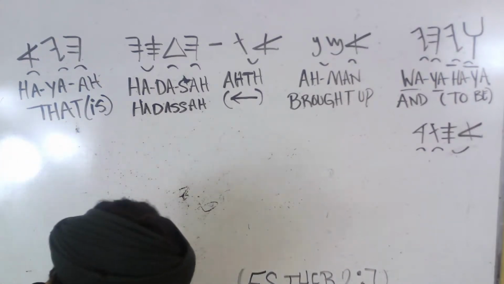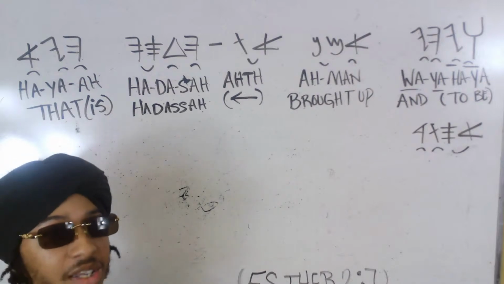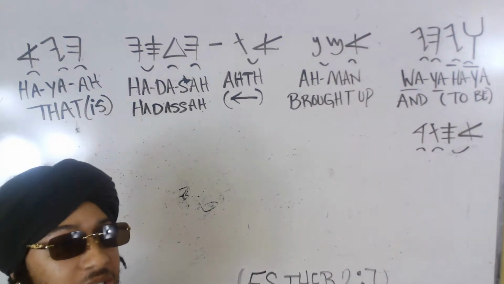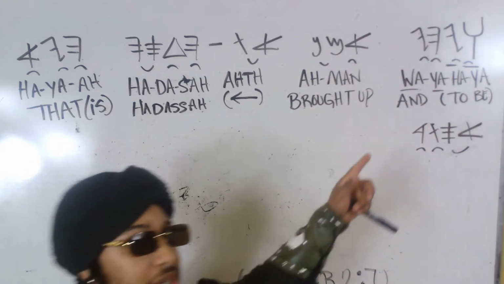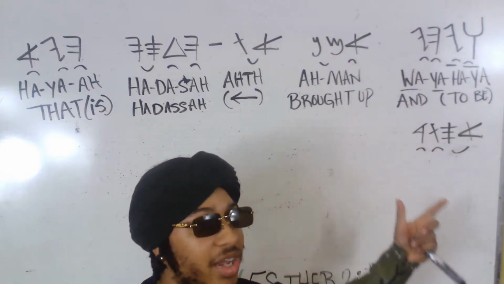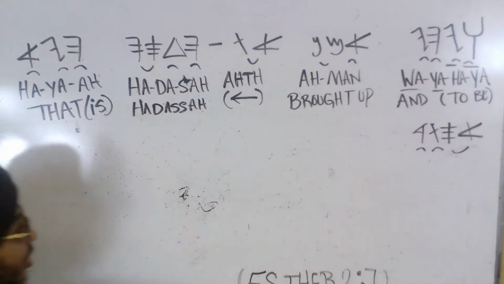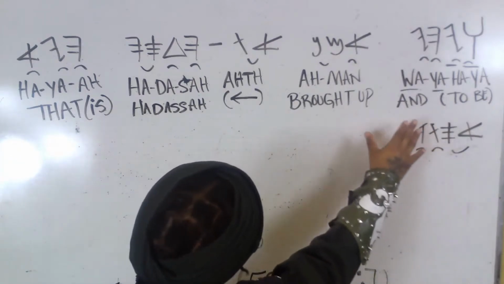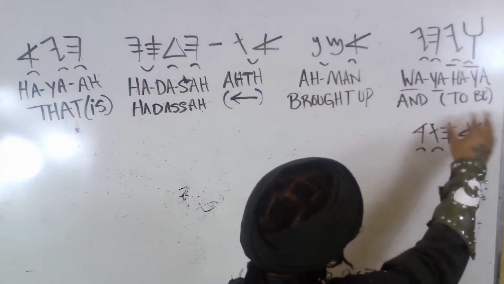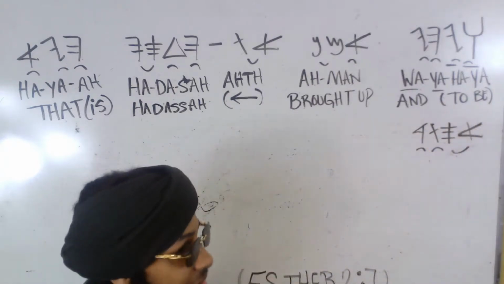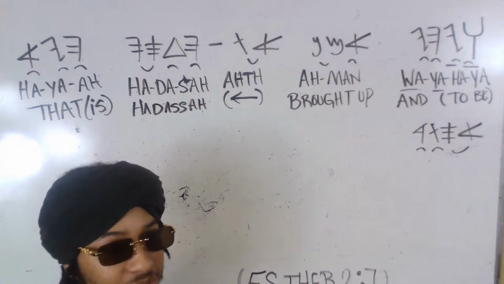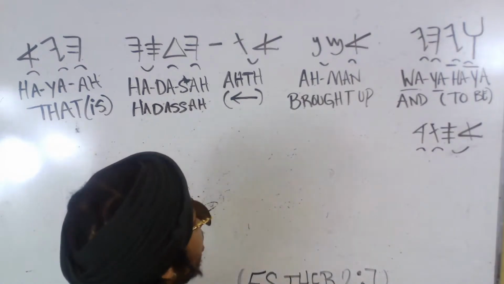It's assumed, but this is how you know it's definitely saying "that is": because of the verb to be, meaning to exist. It's saying that is, because all this is happening, this happened, okay?